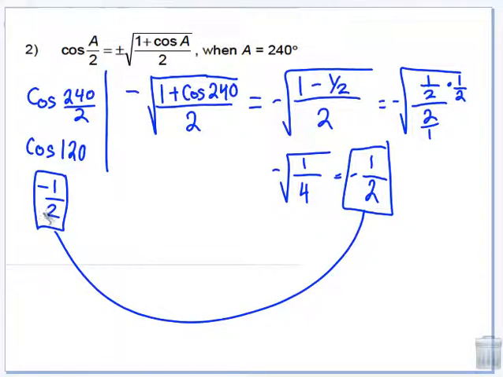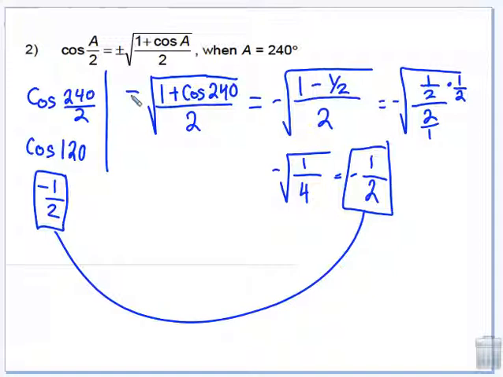If you look on your trig table, go down the degree column to 120, check what cosine is, and you get negative 1/2. And then over here, you can plug it in. We know that, well, first let's look at our angle, whether it's going to be negative or positive. We know that the angle 240 degrees is in the third quadrant, but the half angle is in the second quadrant. And in the second quadrant, your cosine function is negative, so our answer is going to be negative.